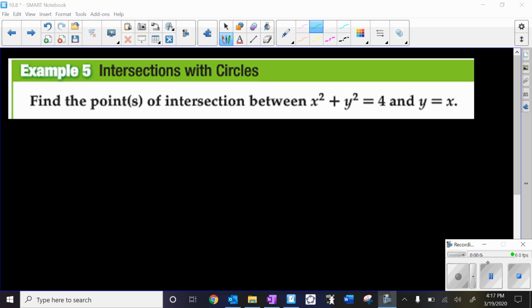The last example that we're going to do is finding the intersection between a circle and a line. So the equation of my circle is going to be x squared plus y squared equals 4. And the equation of my line is going to be y equals x.